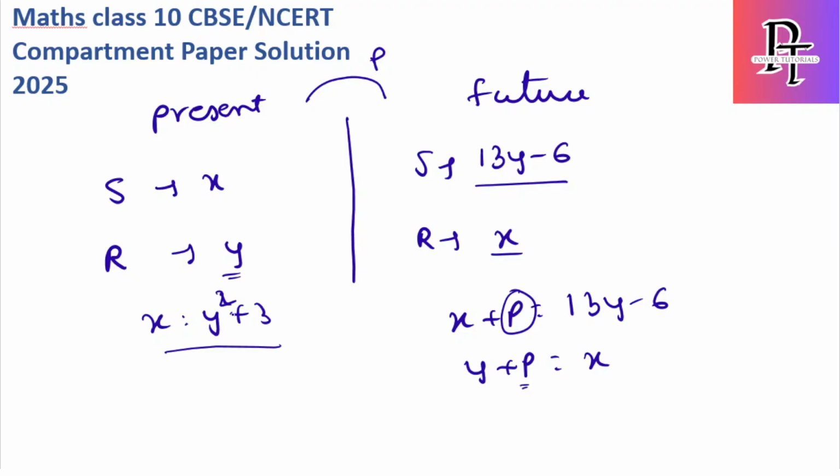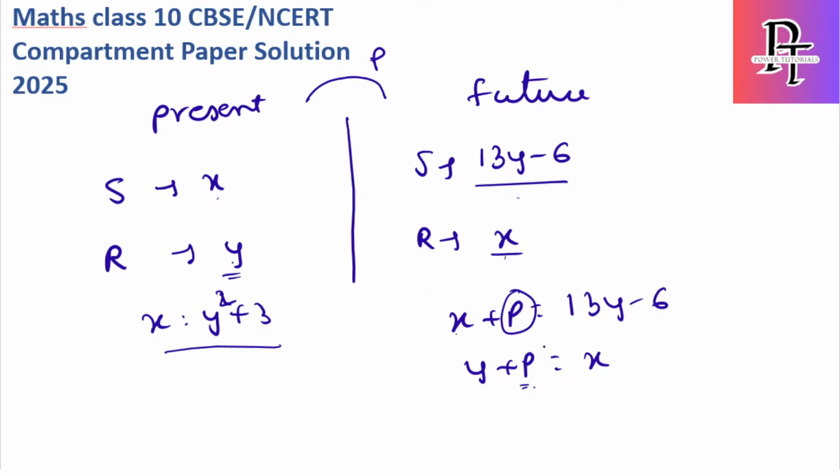Hope you're understanding what I'm saying. So I'm just saying that I have x plus p, because if my current age is 30, then after 5 years it becomes 35. What I'm doing is just adding 5 to 30. Same as here, if the current age of Saurav is x, then x plus p will become this one, and y plus p will become x.